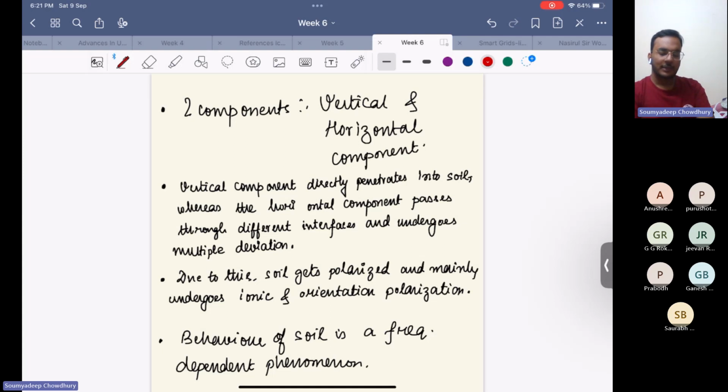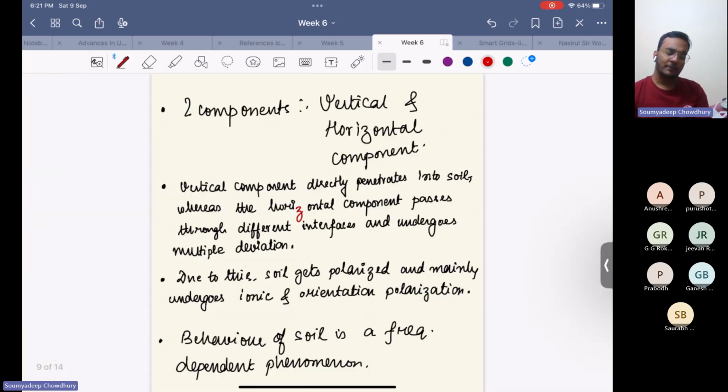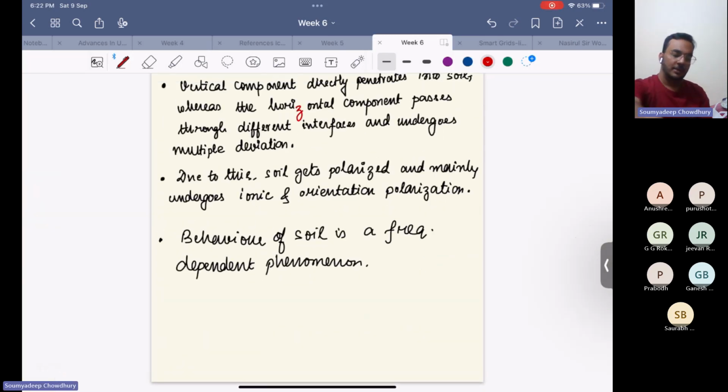Due to this, soil will get polarized, and mainly it will undergo ionic and orientation polarization. Polarization is entirely a different topic, so I'll not go into the details here. Basically, these ionic and orientation polarizations are two different types of polarization. Also, this behavior of soil is a frequency dependent phenomenon.